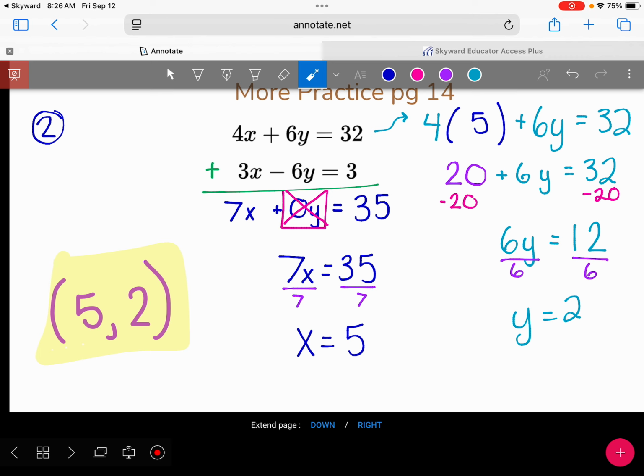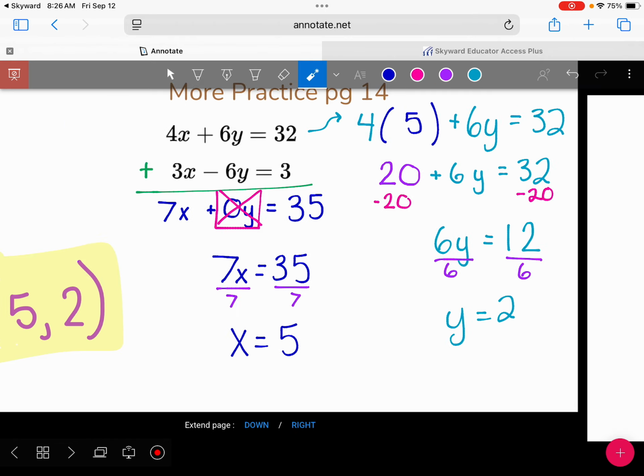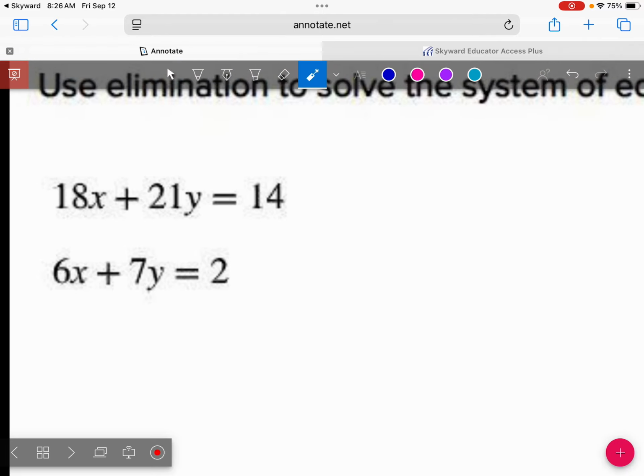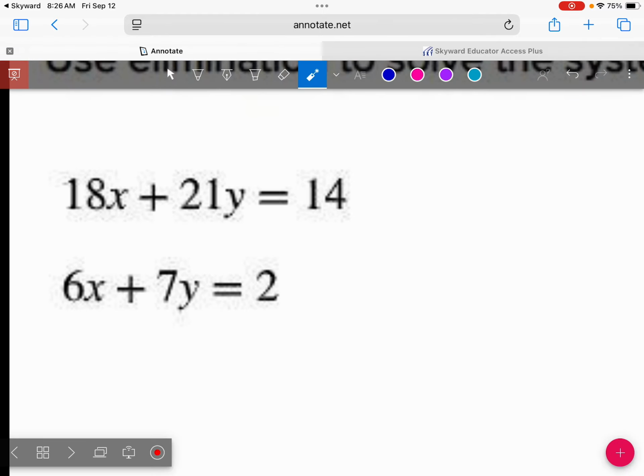Because we're going to do another one. We're actually going to go up on the page, to the one in the middle of the page, example number 6, on that same page, page 14. We're again going to use elimination to solve this system. We've got 18x plus 21y equals 14, and 6x plus 7y equals 2.